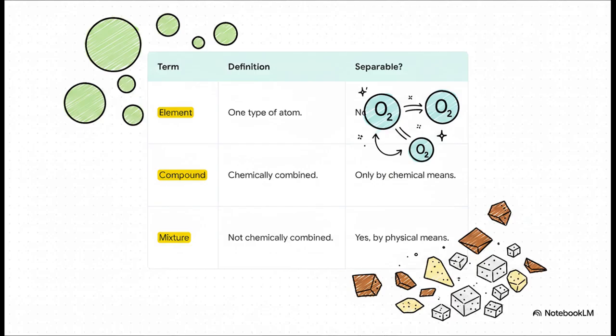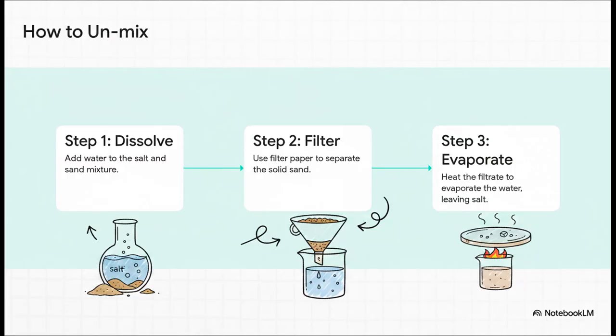And finally, you have a mixture. That's when stuff is just jumbled together, but not actually bonded. Think sand and salt mixed in a bucket. And the cool thing about mixtures is that since nothing's actually chemically stuck together, you can usually pull them apart with simple physical steps. Take that sand and salt. You just add water, and the salt dissolves. Then you pour it through a filter, which catches all the sand. Finally, you just boil off the water, and boom, your pure salt crystals are left behind.